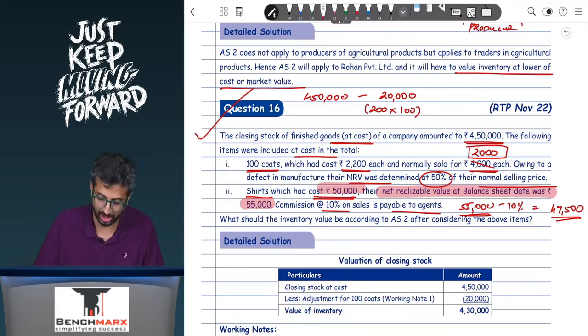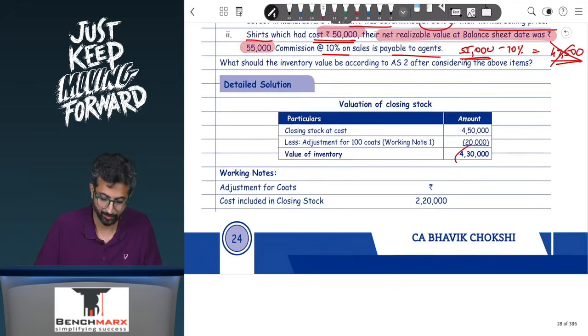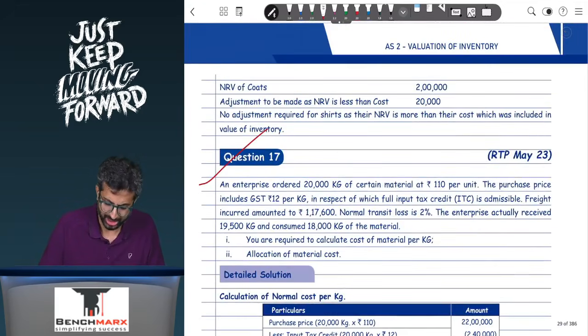So this is not 49,500. In this case, you will compare 50 with 55, select whichever is lower, that is 50, and hence there will be no other adjustment done. And as per AS 2, your inventory will appear at 4,30,000. Okay, so this is 4,30,000. Question number 17. I would put this for my LDR. I think I've missed it.